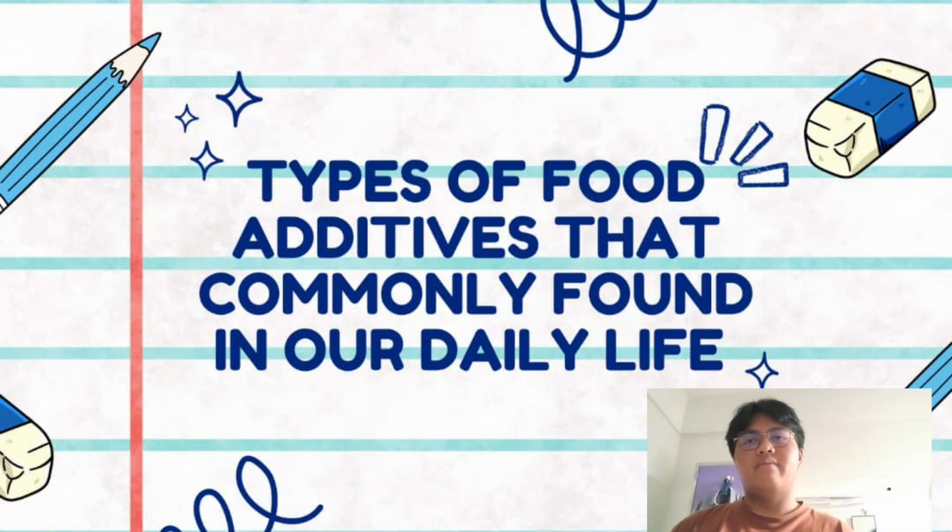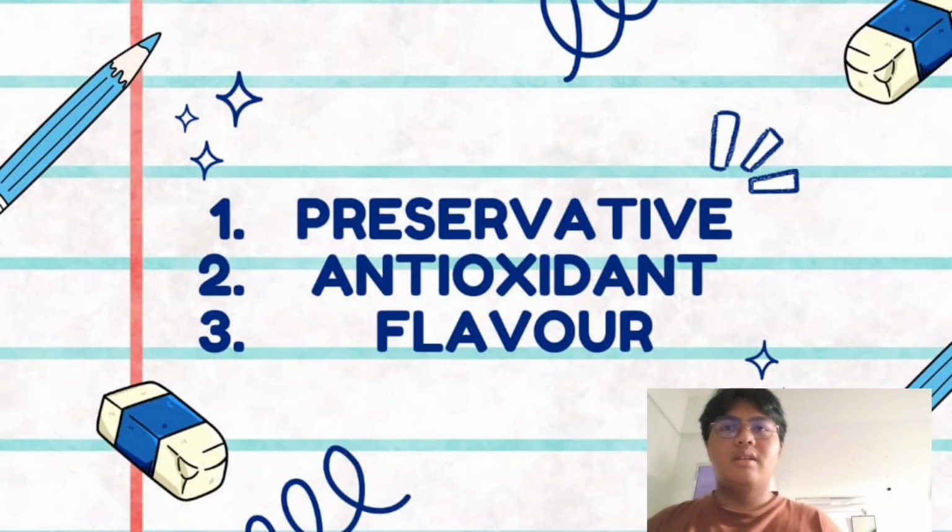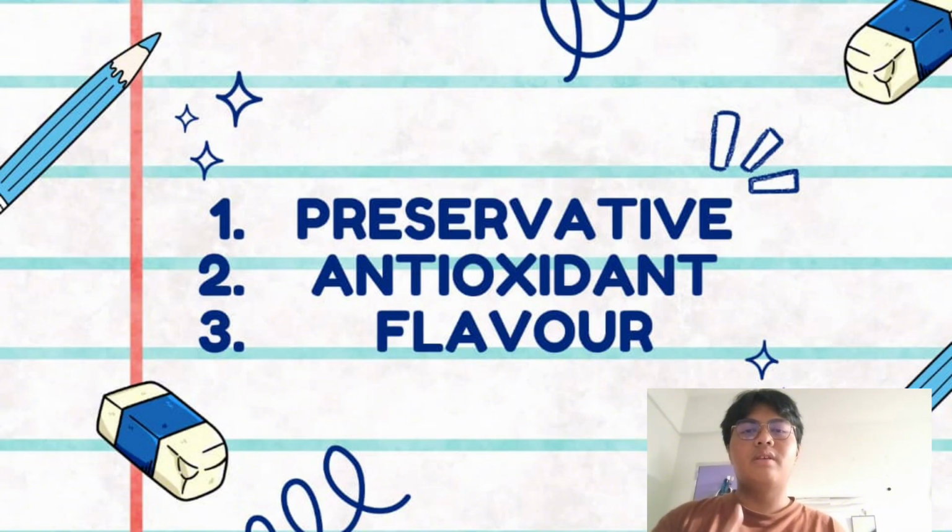Types of food additives that are commonly found in our daily life. There are three food additives that we commonly see in our daily life. First is preservative, second is antioxidant, and third is flavor. There are many more food additives, but we take only three.